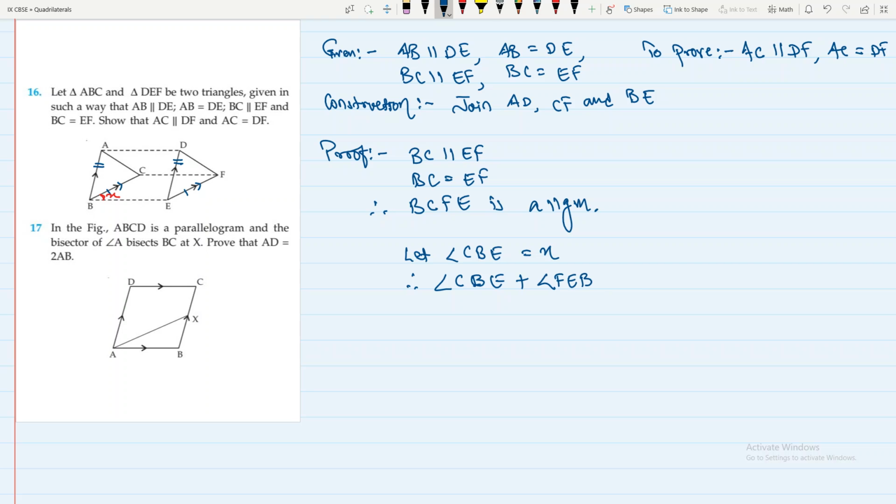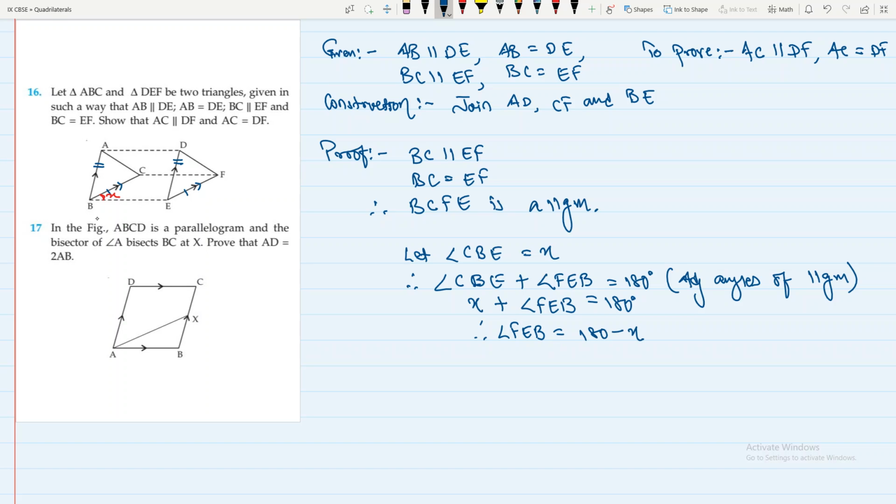Can you see angle FEB? Yes, sir. Angle CBE plus angle FEB is equal to 180 degrees. Can you tell me the reason? Adjacent sides of parallelogram are supplementary. Adjacent angles. Sir, I said angles only. You said sides. It's on record. Adjacent angles of parallelogram are supplementary. So angle CBE, x, plus angle FEB is equal to 180 degrees. Therefore, angle FEB is equal to 180 minus x.